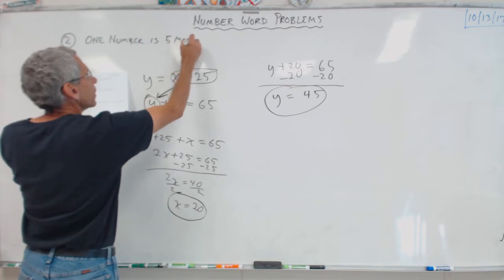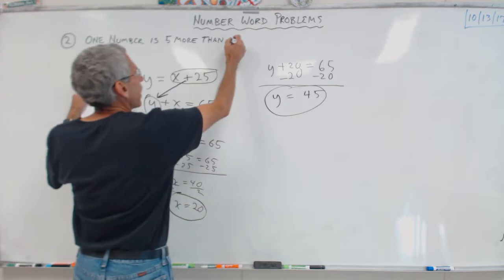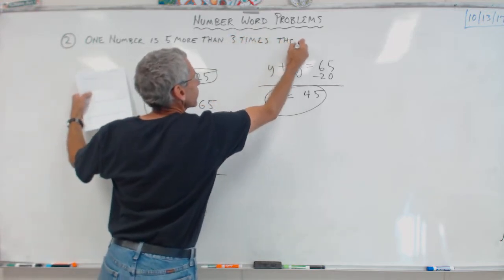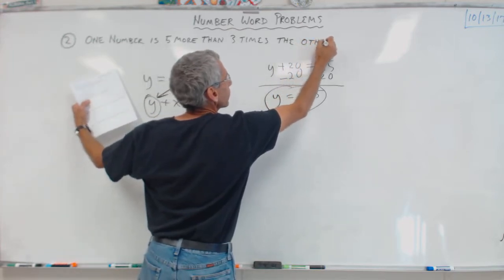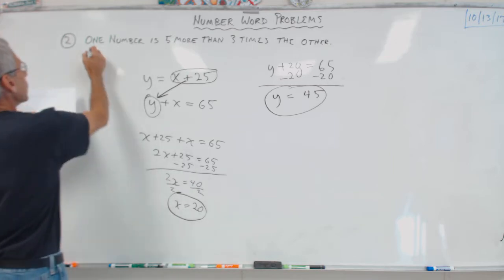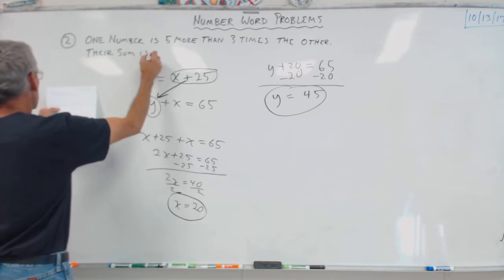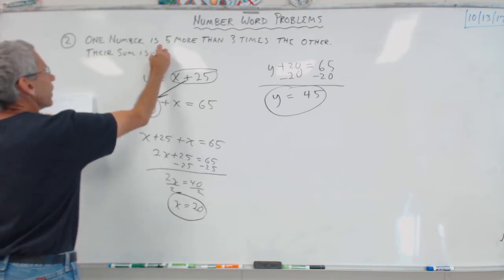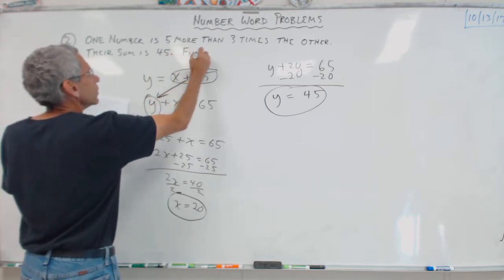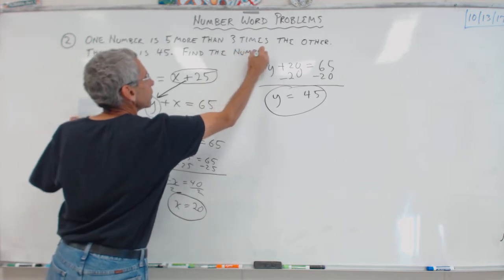Number 2. One number is 5 more than 3 times the other. Their sum is 45. Find the numbers.